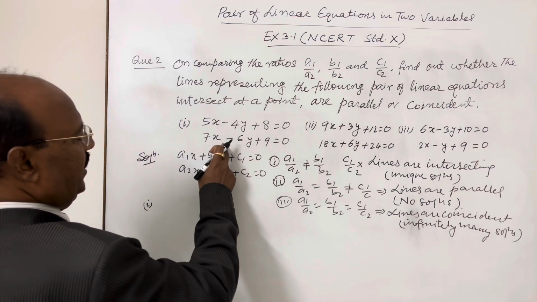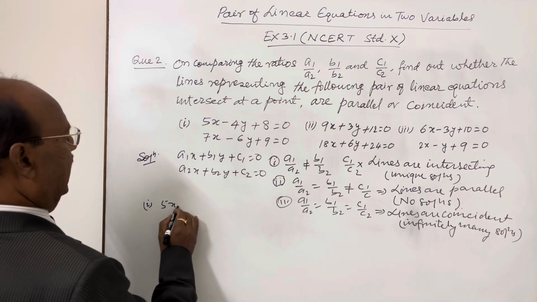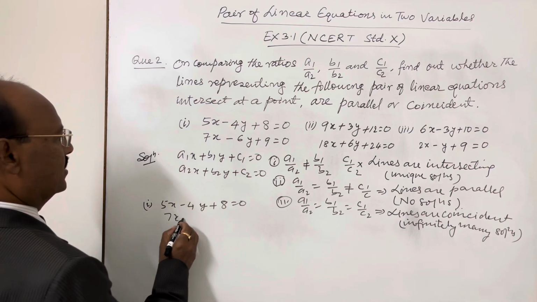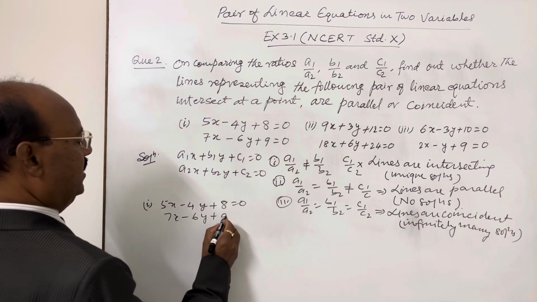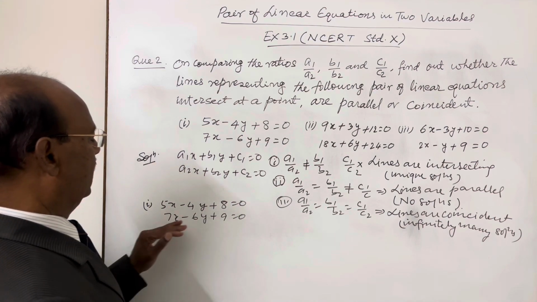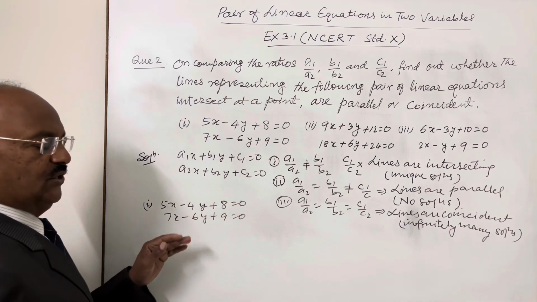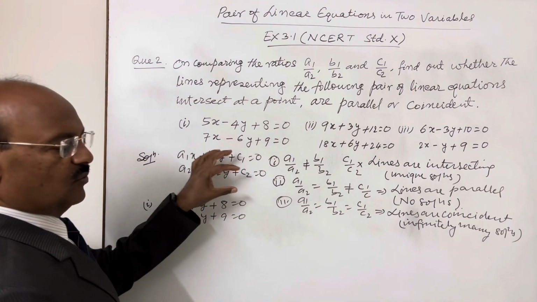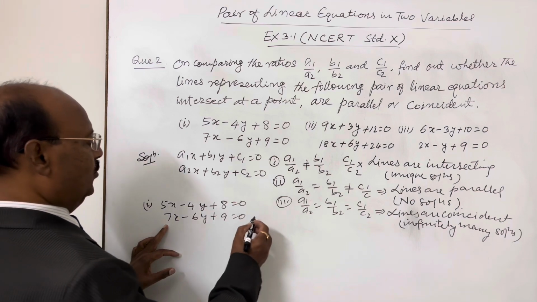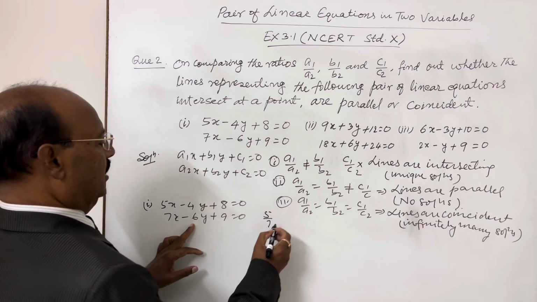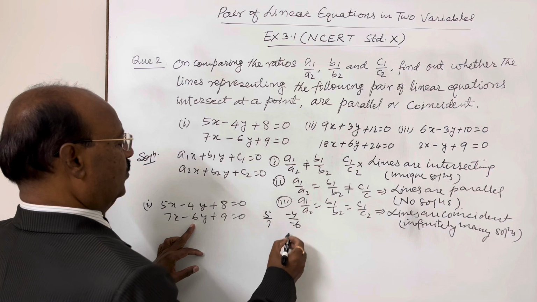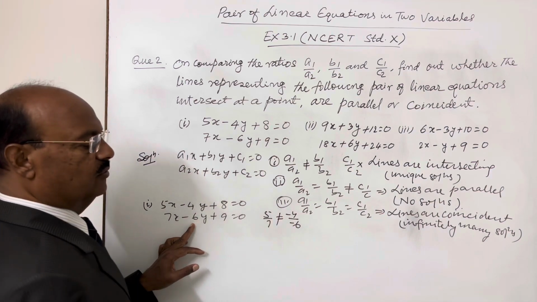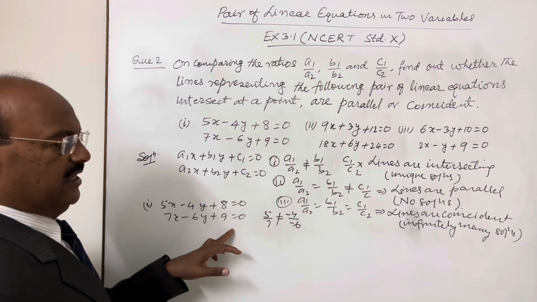Here the first pair of equations is 5x minus 4y plus 8 is equal to 0 and 7x minus 6y plus 9 is equal to 0. Here let us find a1 by a2, b1 by b2 and c1 by c2. By comparing these equations with the general form of linear equations, a1 by a2 is 5 by 7, b1 by b2 is minus 4 by minus 6. You see, these two numbers are not equal, so no need to find c1 by c2.